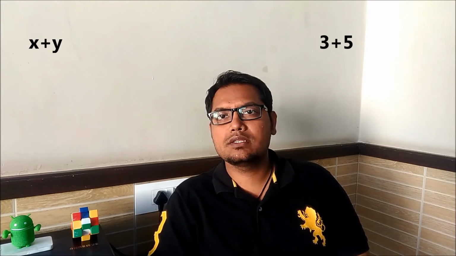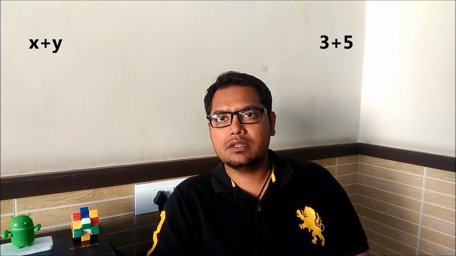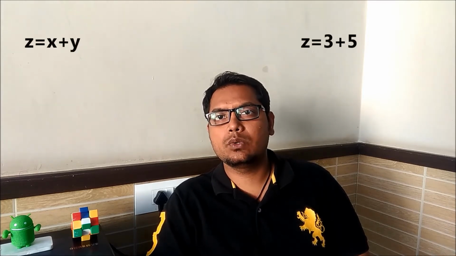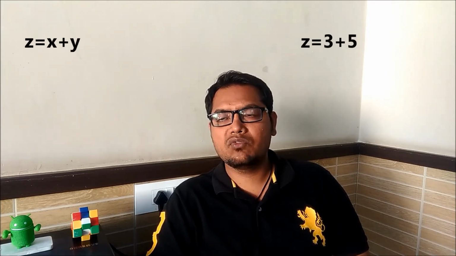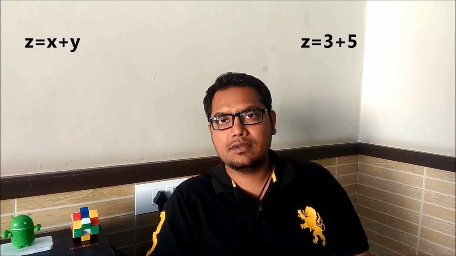Now suppose we want to add both of them, we'll write something like x plus y. This x plus y I want to store in some other variable, or maybe some other alphabet. So let's take an example z. It will be something like this: z equal to x plus y. So x plus y is going to give me the answer 3 plus 5, and that answer will be 8, and this 8 will be stored in your z.